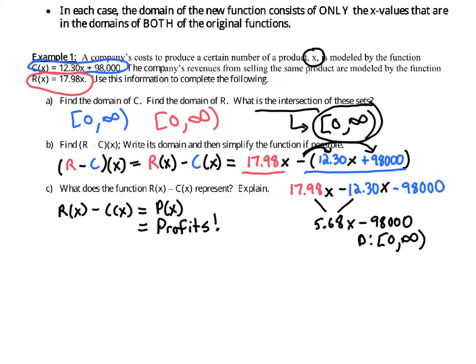Part C asks you to interpret your answer from Part B, and that function, revenue minus cost, will give you what is known as profit. After we take away what we paid for something from how much we made from it, hopefully we're left with a positive value, and that positive value is known as profit.